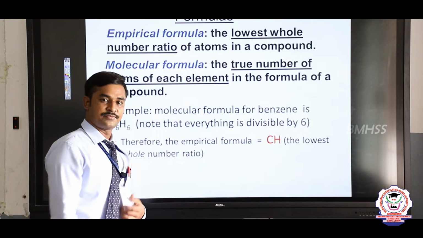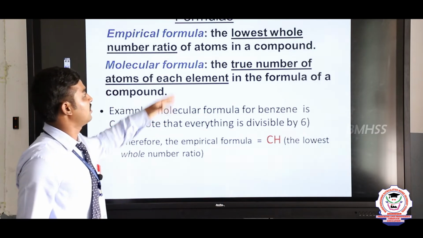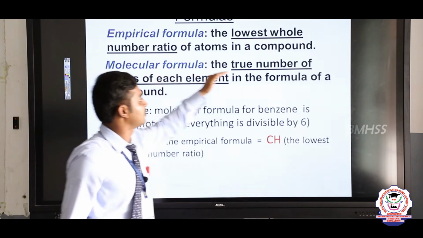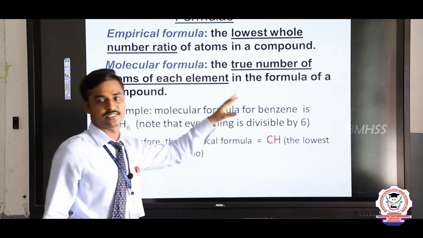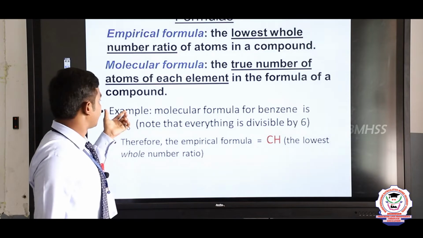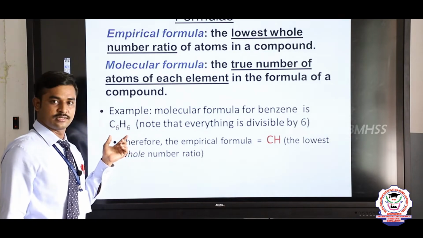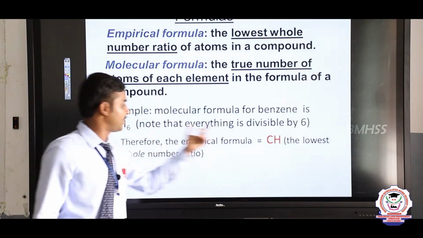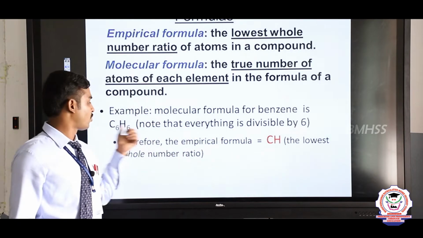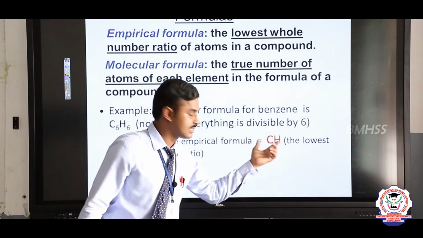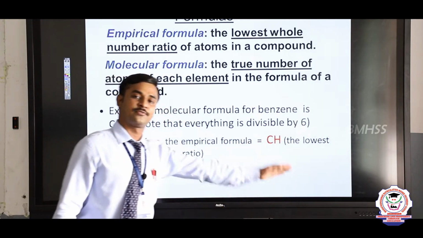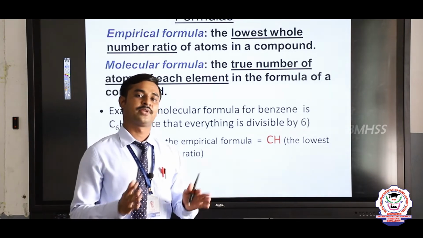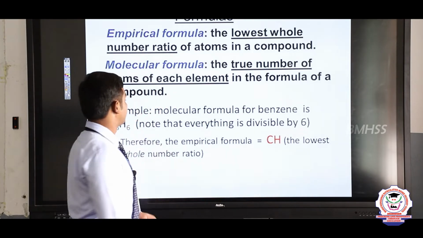So, let us see the difference between the empirical formula and the molecular formula. The empirical formula has the lowest whole number ratio, and the molecular formula has the true number of atoms of each element present. For example, C6H6 is the molecular formula for benzene, and its empirical formula has the simplest ratio 1:1, so it can be written as CH. It is the empirical formula. Okay students, so you now know well the difference between the empirical formula and the molecular formula.